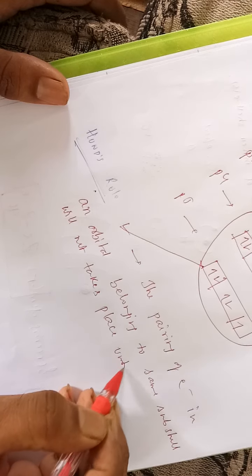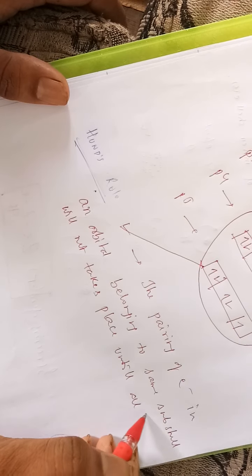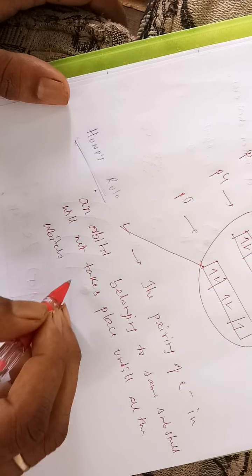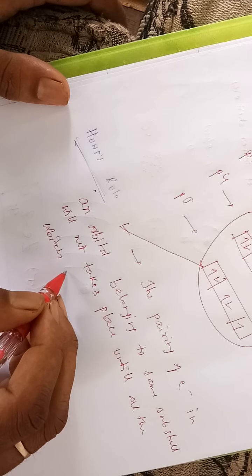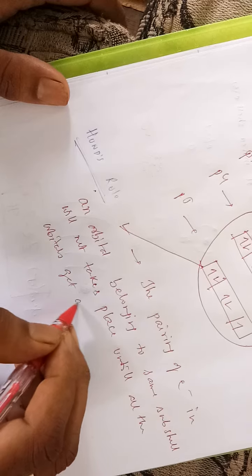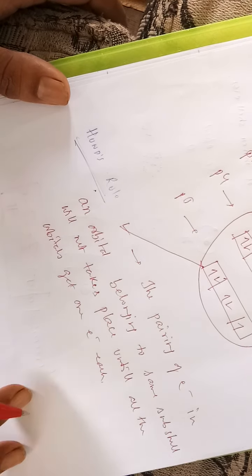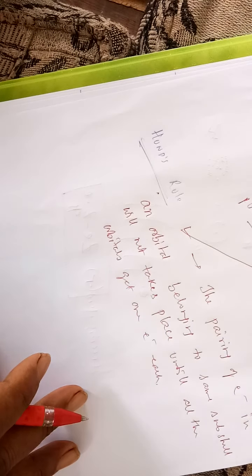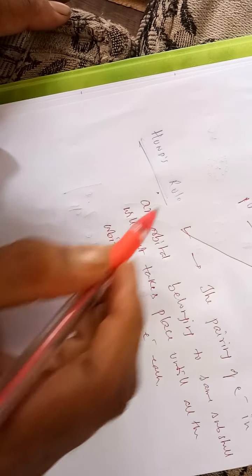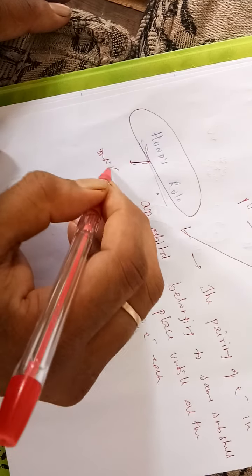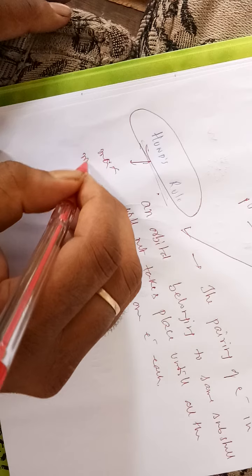until all the orbitals get one electron each. Means all the orbitals must get one electron each. This Hund's rule is also called Hund's rule of maximum multiplicity.